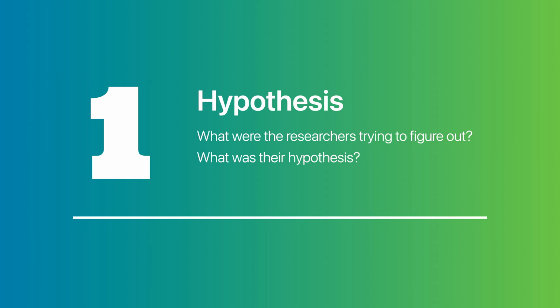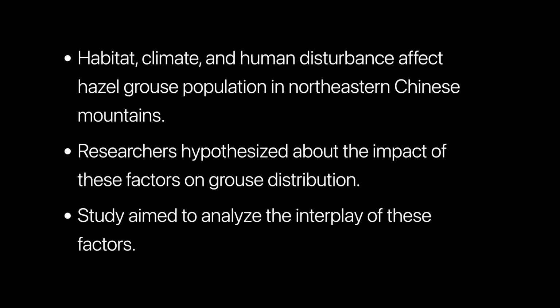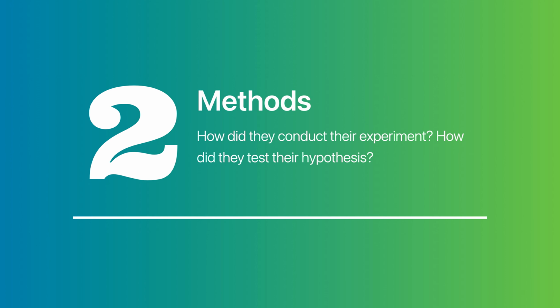1. What were the researchers trying to figure out? The researchers hypothesized that habitat, climate, and human disturbance all have significant effects on the distribution of the hazel grouse population in northeastern Chinese mountains.